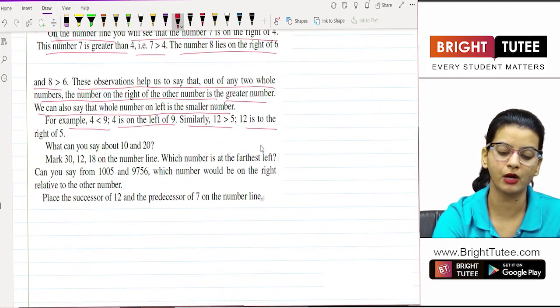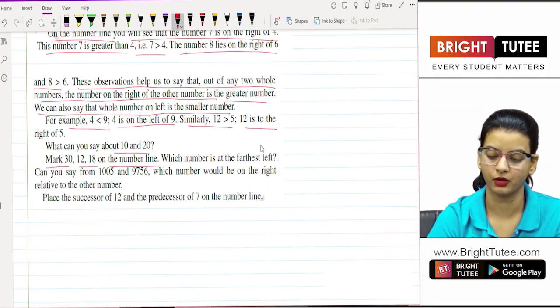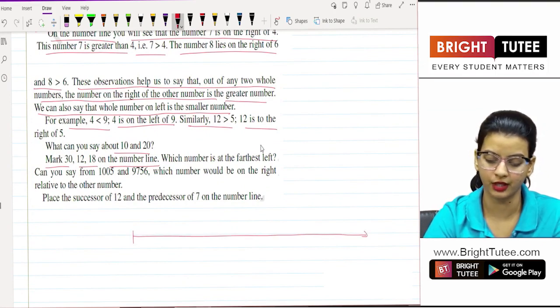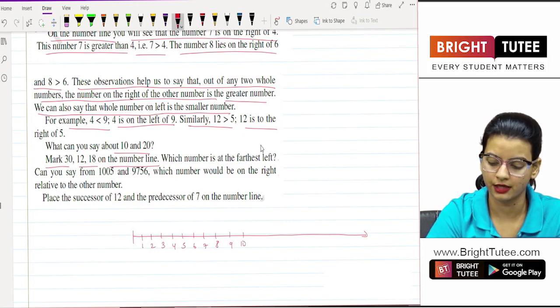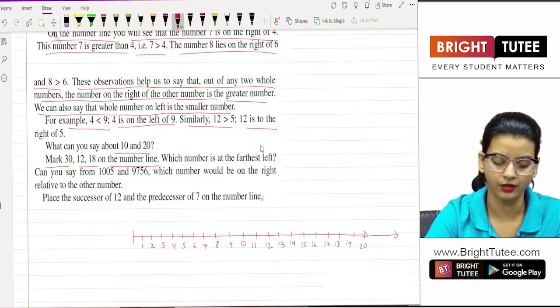Now, what can you say about 10 and 20? Mark 30, 12 and 18 on the number line. Suppose I am going to mark these numbers on the number line. So I have got 0, then 1, 2, 3, 4, 5, 6, 7, 8, 9, 10, 11, 12, 13, 14, 15, 16, 17, 18, 19, 20 and so on.